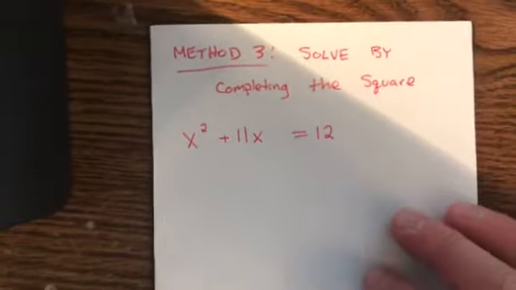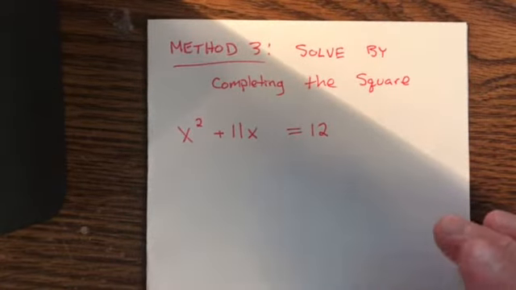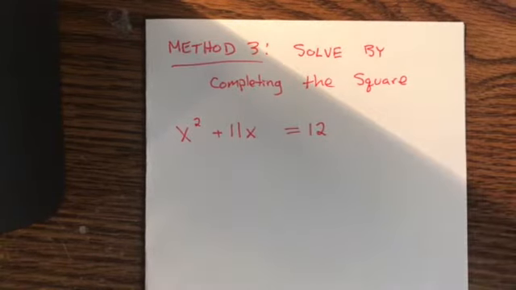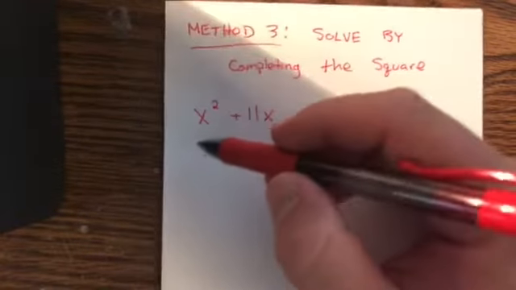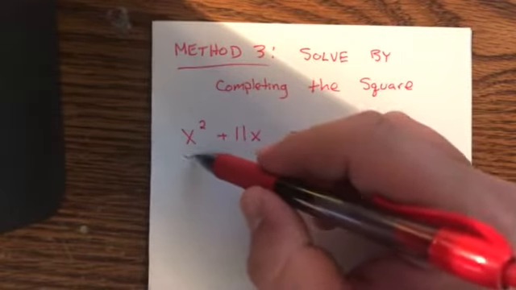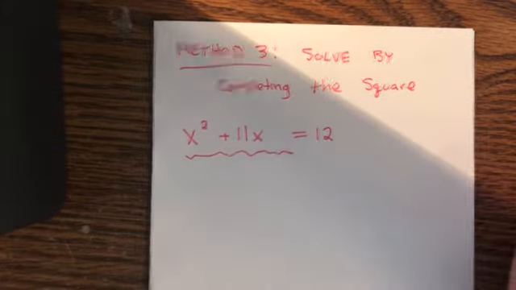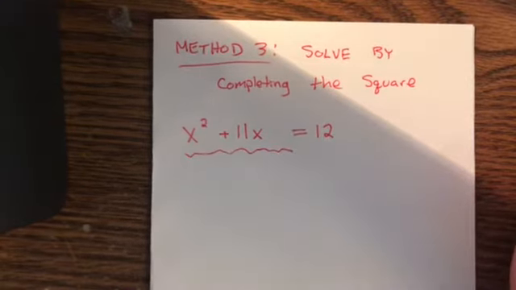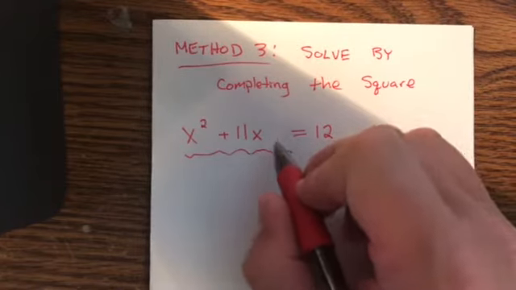Method 3, solve by completing the square. We have x squared plus 11x equals 12. Mainly, I want everything on the left side of this equation to factor into a perfect square. Our goal is going to be to take the square root of both sides. For that to be true, we have to add something to both sides of this equation.